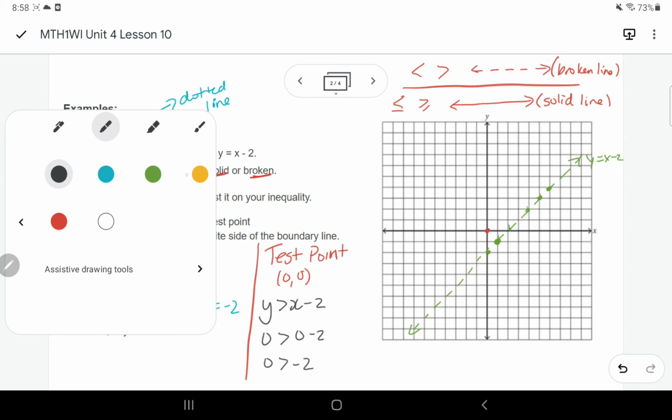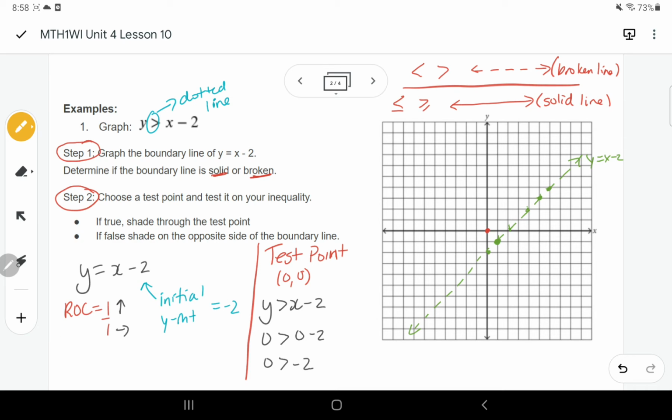And I have to decide, is this true or false? Is 0 greater than -2? Yes, it is. So if it's true, I'm shading the area where the test point is. If it's false, then you shade the other side.